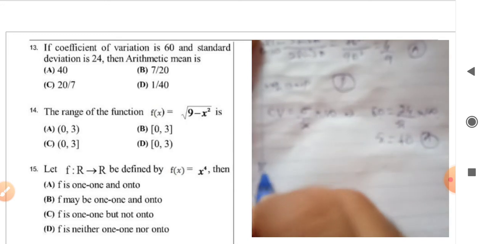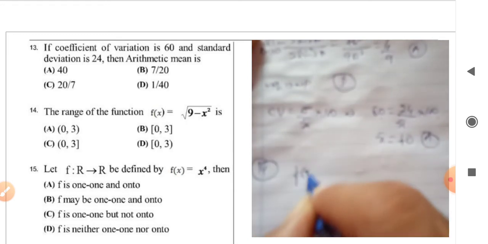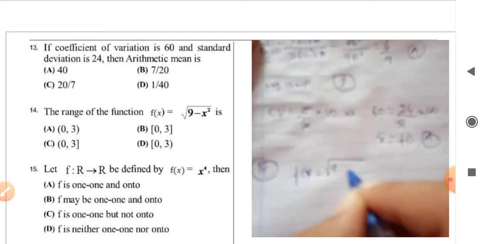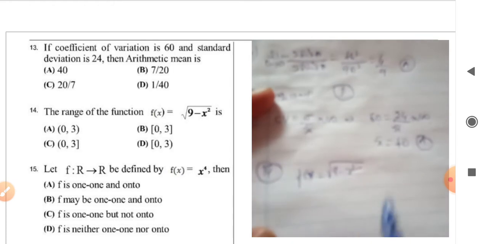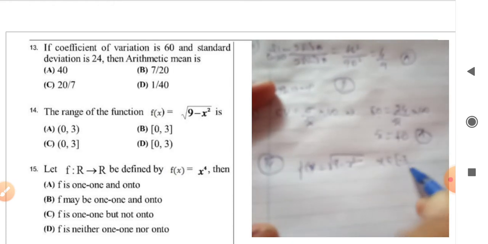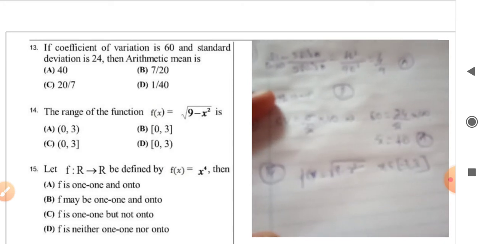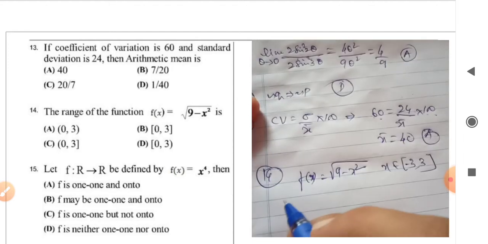So the 14th one is the range of the function. Remember here f of x equal to square root of 9 minus x square. So the domain of this function is x belongs to minus 3 to plus 3, correct? So even if I put x equal to minus 3 and plus 3 here, then what you get is very simple.